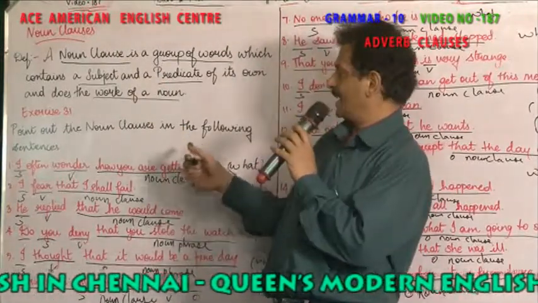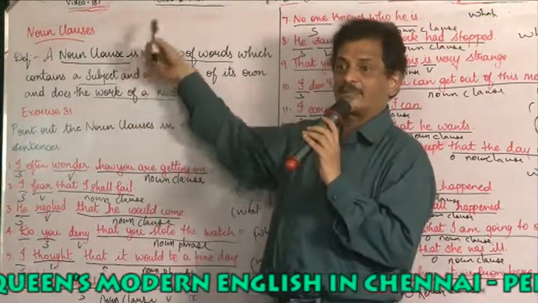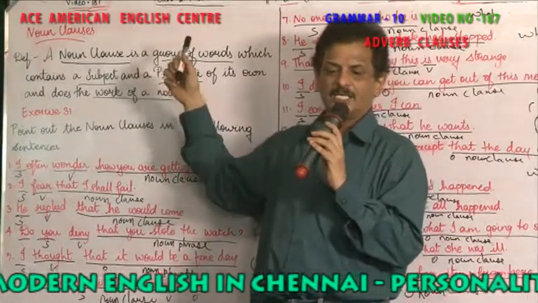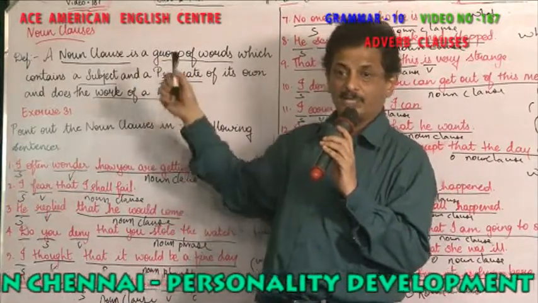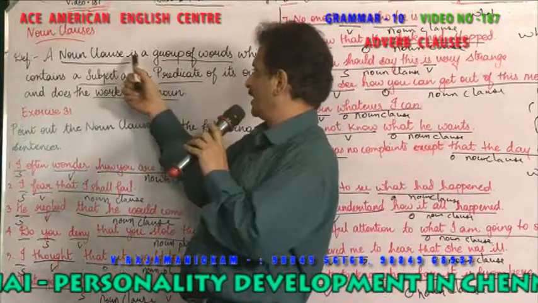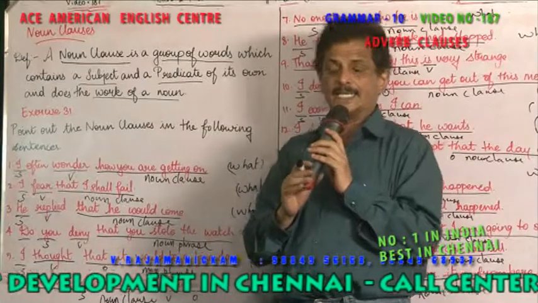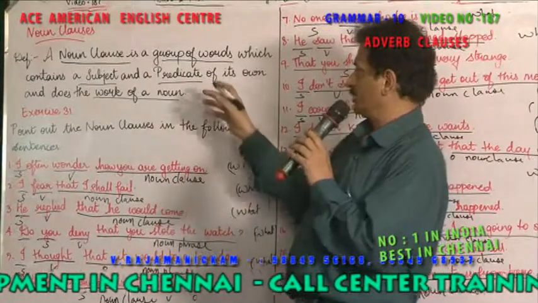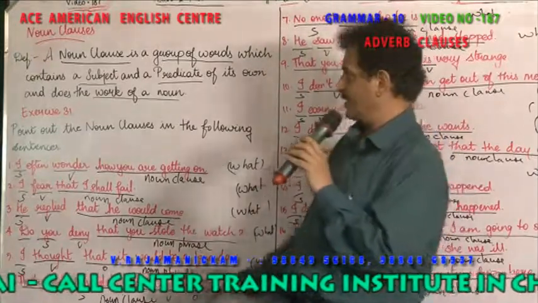Classes, and all. Here, it is not that, which, when, where. There should be a subject and a verb; so, subject and predicate must be there. For example, a noun clause is a group of words which contains a subject and a predicate. For a noun clause there must be a subject, a verb, and it does the work of a noun.